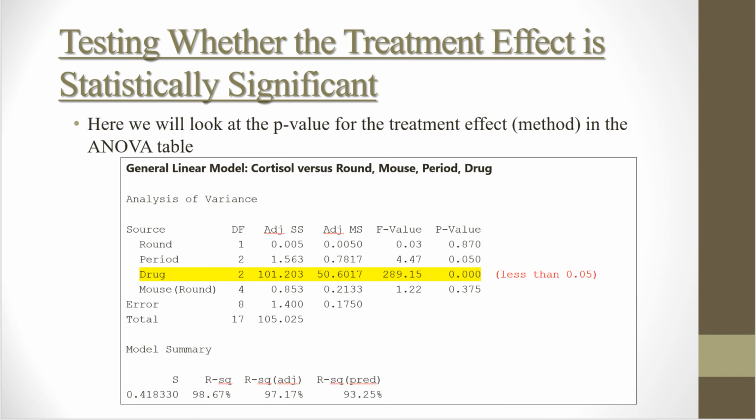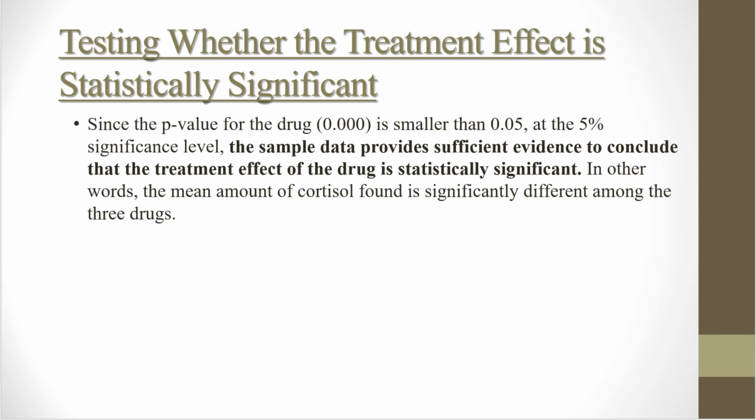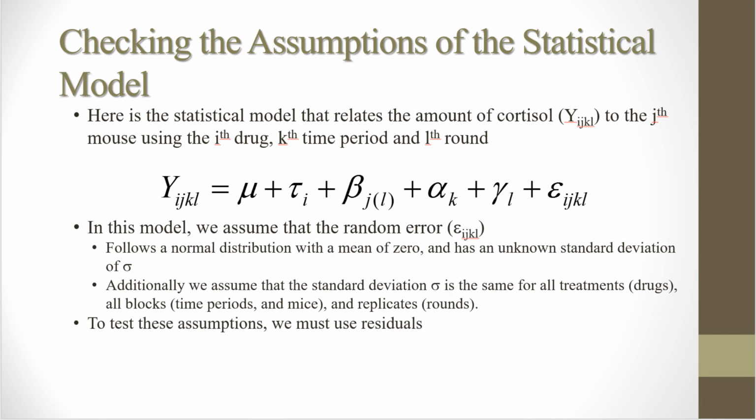And then you can go through and do a similar type of analysis for the time period blocking effect. So then once you've established which blocking effects are significant, you can test whether the treatment effect is statistically significant. So in this case, we can see that it certainly is. It's approximately 0. So then we would just say, since the p-value for the drug is smaller than 0.05, at the 5% significance level, the sample data provides sufficient evidence to conclude that the treatment effect of the drug is statistically significant. So in other words, the mean amount of cortisol found is significantly different among the 3 drugs.